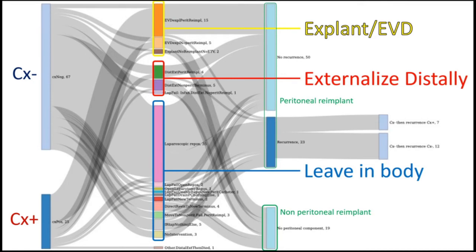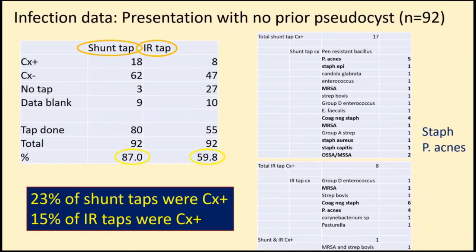Out of that, about 2/3 of laparoscopic repositioning patients did not have recurrence, about 1/3 did. Of those recurrent patients, 19 out of the 23 did not have an infection. 7 of those at the recurrence had an infection. So sometimes the cultures are not completely sensitive. Out of the culture positive patients, most were treated with explant, EVD, and peritoneal reimplantation. In all 3 of these approaches, sometimes the surgeon decided to implant the distal catheter, but not in the peritoneal space.